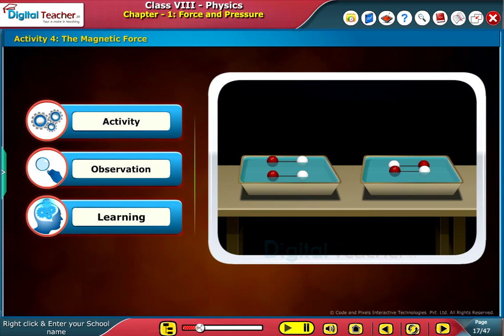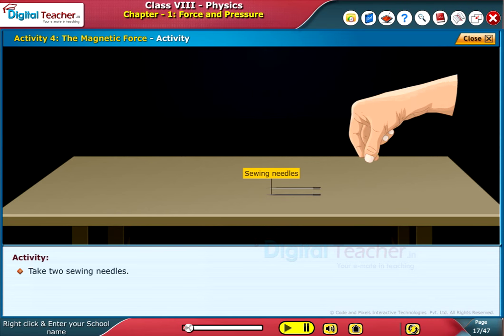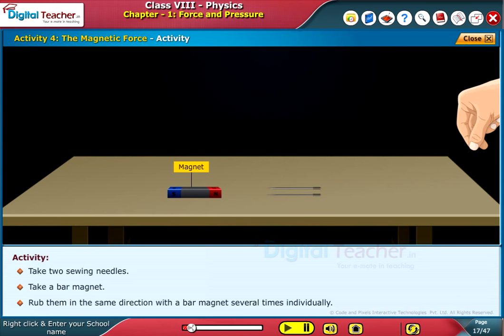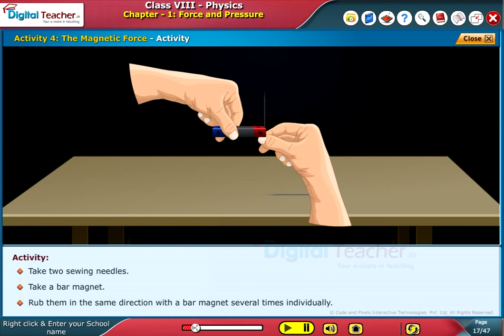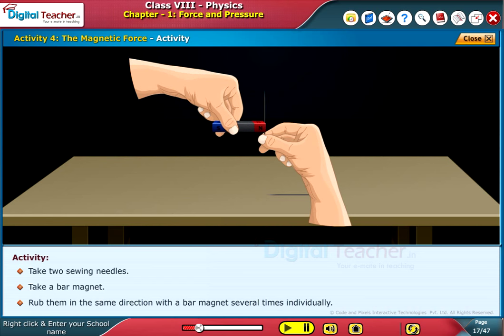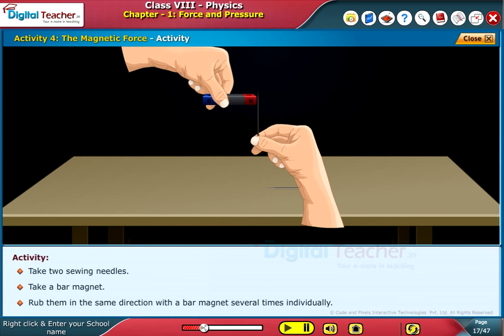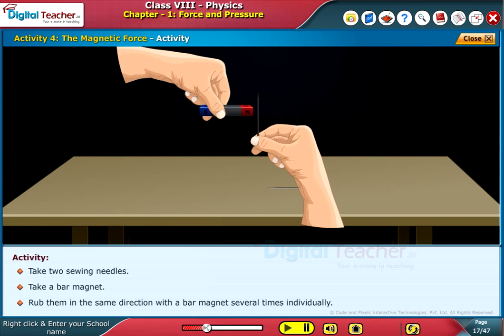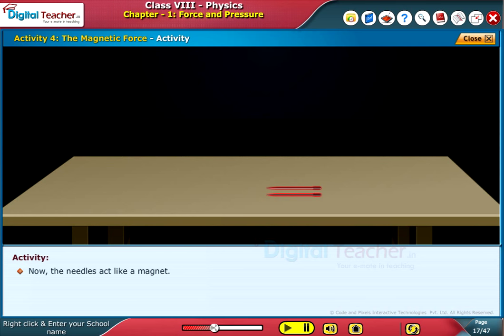Now, let us perform an activity to understand the magnetic force. Click each tab to know more. Take two sewing needles. Take a board magnet. Rub them in the same direction with a board magnet several times individually. Now, the needles act like a magnet.